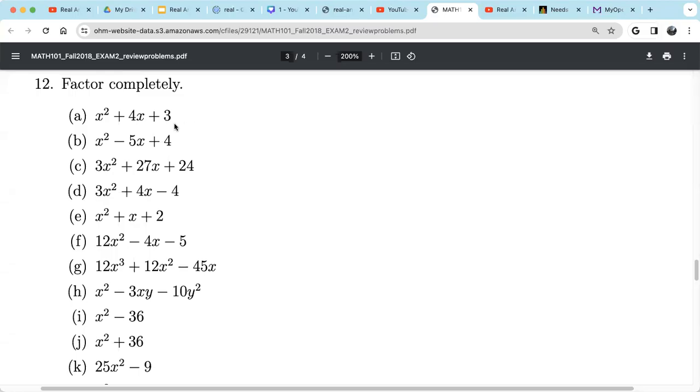Let's see question 12. Factor completely. So the first one should be easy, right? Think about two factors of 3 that add up to be 4. So that has to be 1 and 3, right? Because 1x plus 3x adds together, that's 4x.